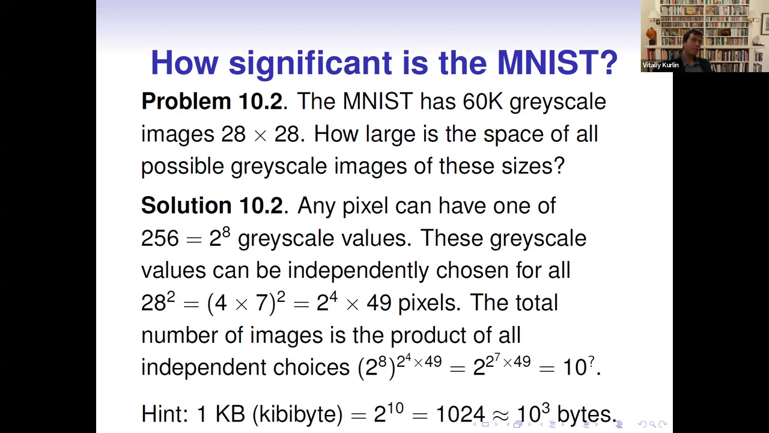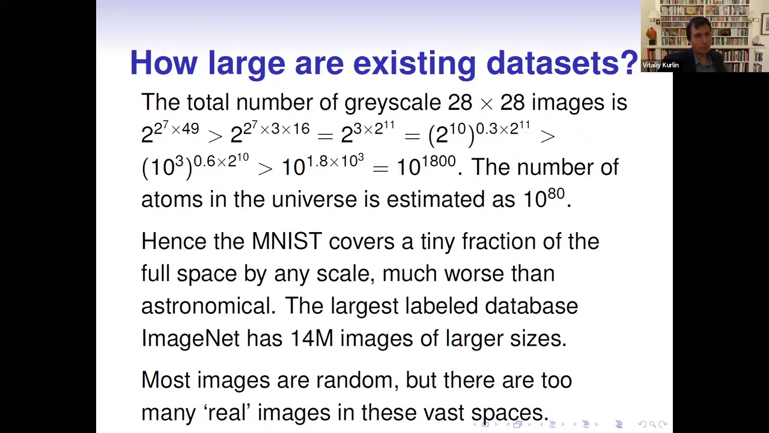Sorry, 1,500. Okay, you're closer. So let's compute it. Well, more exactly, estimate it. So as you see, I replaced here 49 by 48 only to make all numbers simpler, right?